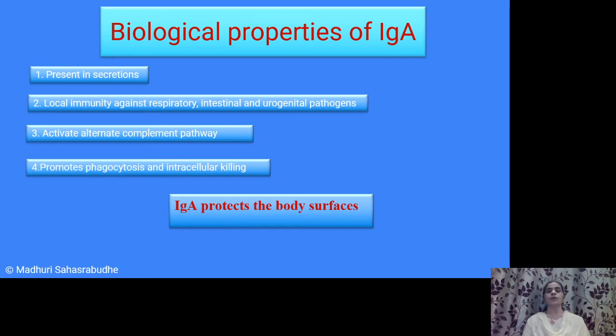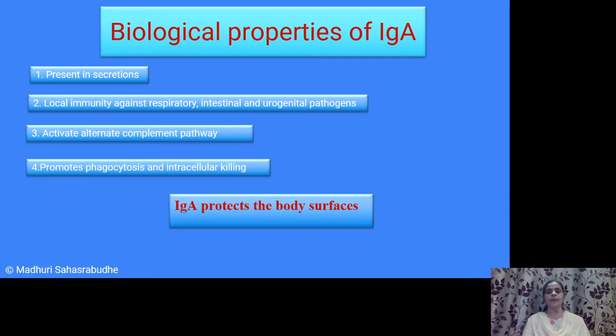Right? So if the question is asked in the examination to highlight the properties of IgG and IgA, the first thing we are going to do is show the diagrammatic presentation of IgG as a monomer, whereas IgA can be a monomer or a dimer. Then highlight the physical properties, give the importance of biological properties, and at the end the overall role of IgA, that it protects the body surfaces. Okay, hope you understood this.